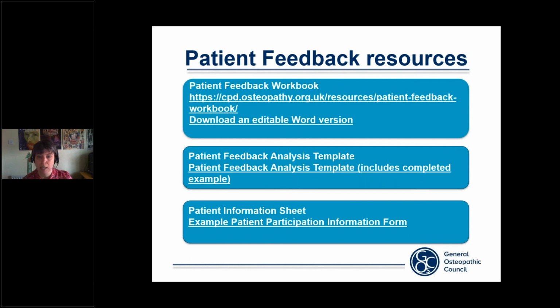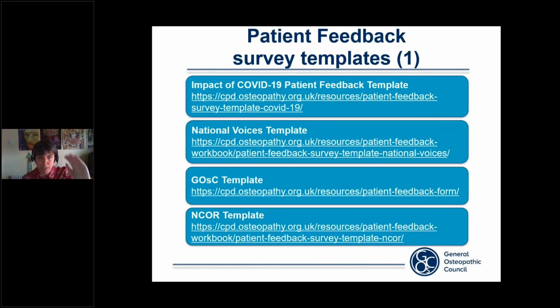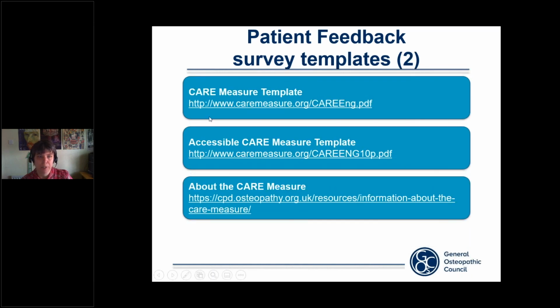We've looked at the patient feedback analysis template, which has a completed example, and there's the link there. There's the patient information sheet and the suggested text that you can have a look at. Then you've got a list of all of the 5 templates that we've looked at and the direct links to those templates on the website, so you can access those. And there are some supplementary resources in relation to the CARE measure: the ordinary CARE measure, the accessible, more graphic version, and a document about the CARE measure and its origin, where it comes from, and what it's used in relation to allied health professionals.